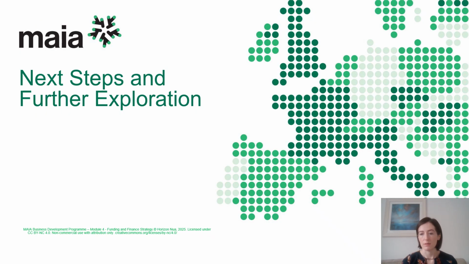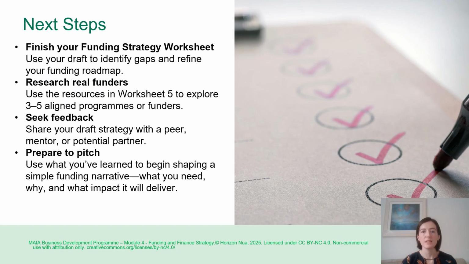Next steps and further exploration. Let's wrap up this module by outlining your next steps. The most important thing you can do now is to complete your funding strategy worksheet. Use it to clarify your funding needs, map out realistic sources, and begin shaping a pathway forward. Once your draft is complete, take time to research real funders. Use the cheat sheet we've provided to explore 3 to 5 funding programs or opportunities that align with your mission, legal structure, and stage of development.